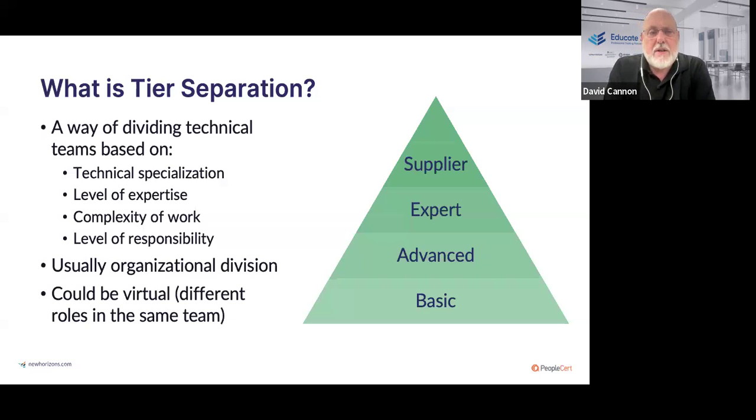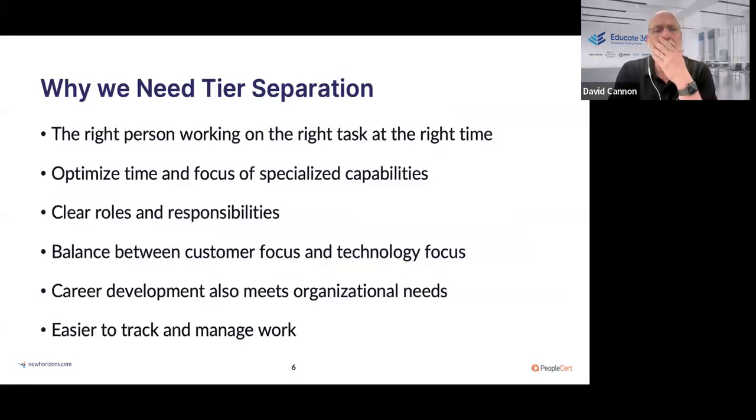It all varies. Now, the exact structure of your organization is not as relevant here. What is most important here is how you allocate work across the tiers. Tiering is really important, and I will show you why. It makes sure that you're getting the right person working on the right task at the right time.